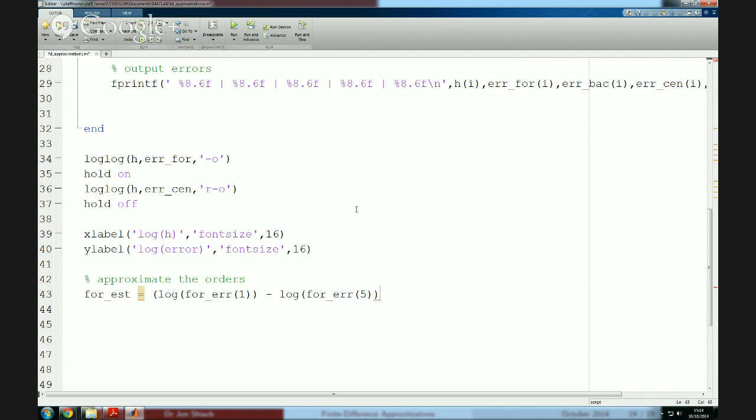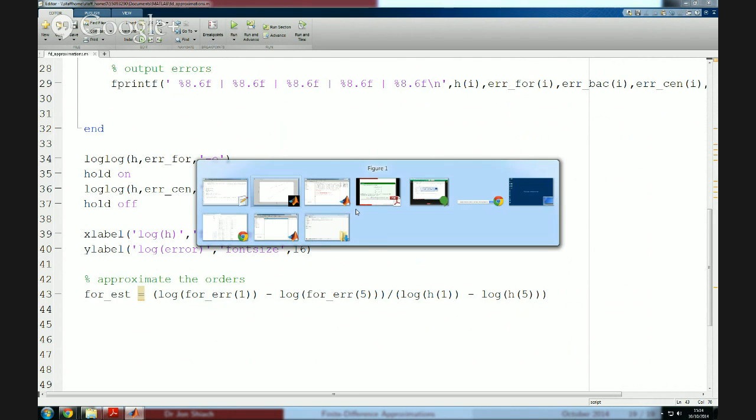Okay, so the first, this one is the least accurate. This one was using h of 1/32, so this one would be more accurate. So that's a change in accuracy. So log of the least accurate minus log of the most accurate, that's a change in accuracy. And I'm going to divide that by log of the largest h minus log of the smallest h. Okay, let's run that.